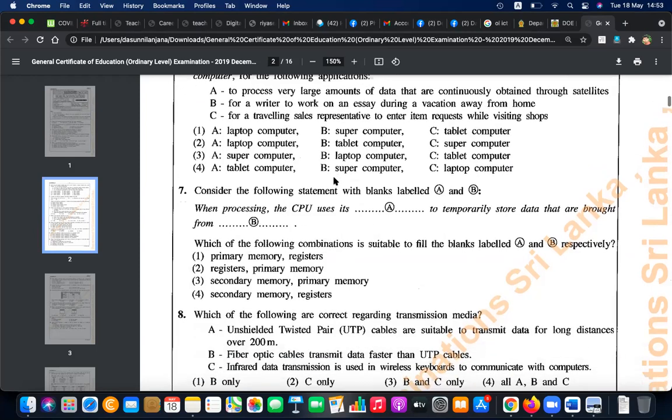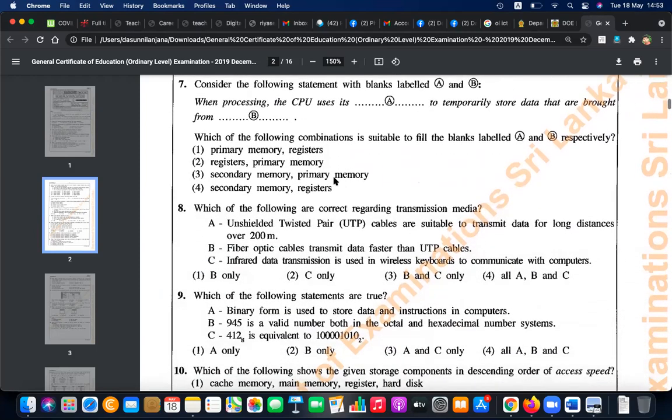Right? Okay, good. And question number 7. Consider the following statements labeled A and B. When processing, the CPU uses A to temporarily store the data that are brought from B. You have to fill in the blanks. So what are the suitable words?